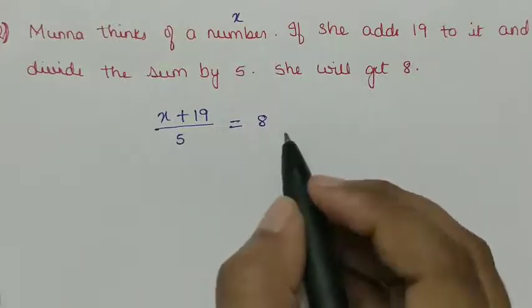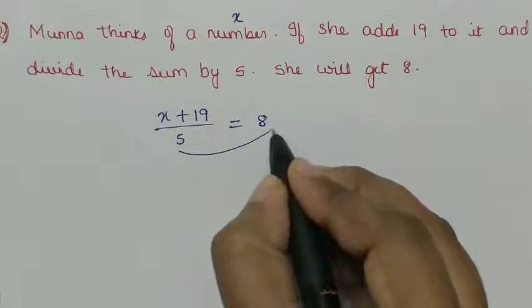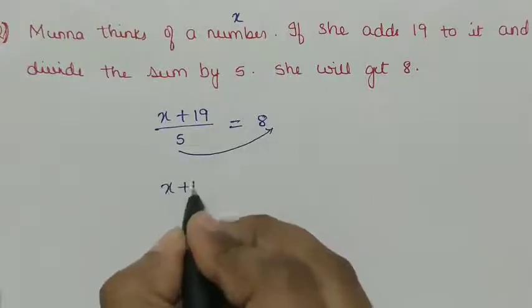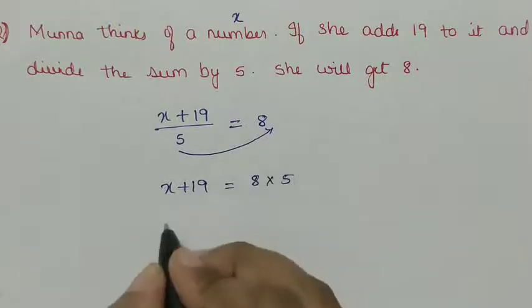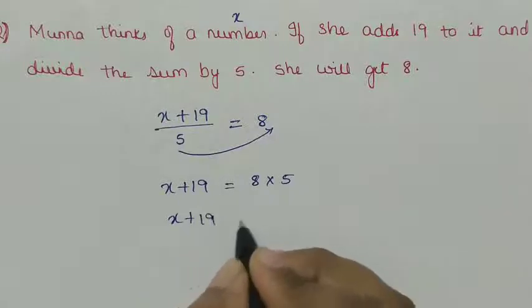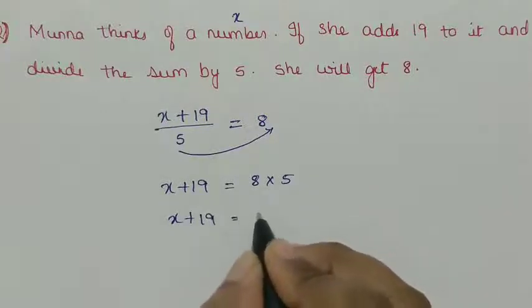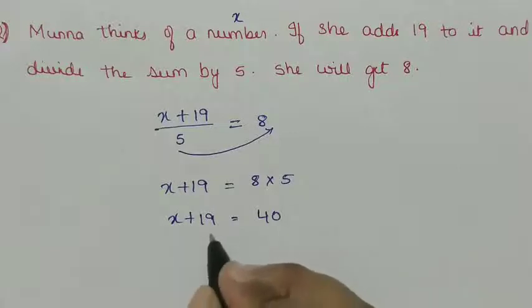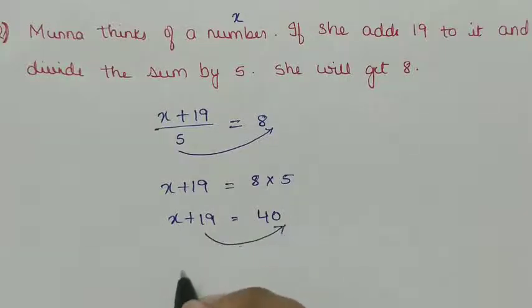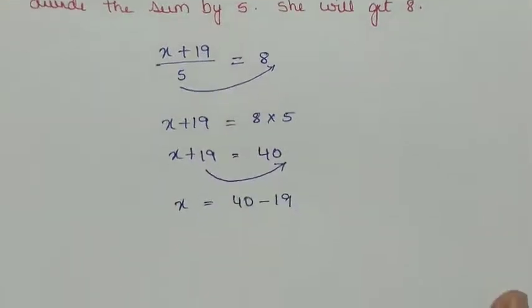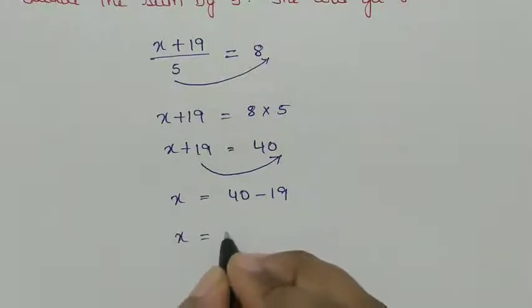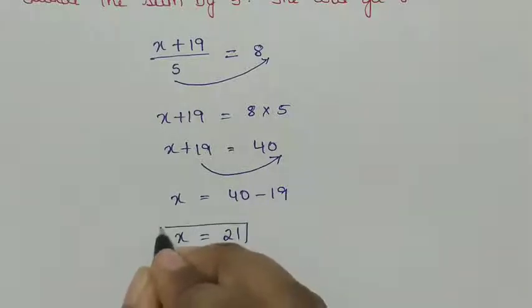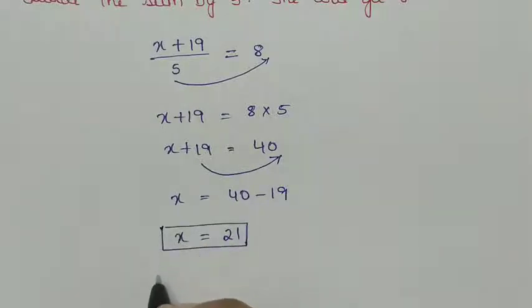Now solve the equation. Transpose 5 to RHS. X plus 19 is equal to 8 into 5. X plus 19 is equal to 40. Now transpose 19 to RHS. X equal to 40 minus 19. Therefore, x equal to 40 minus 19 is 21. The number is 21.